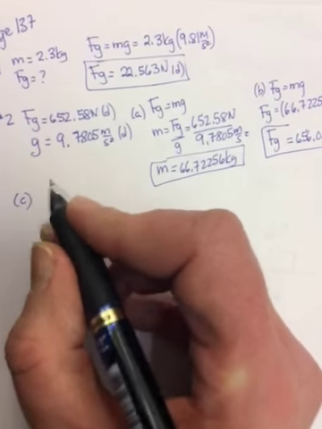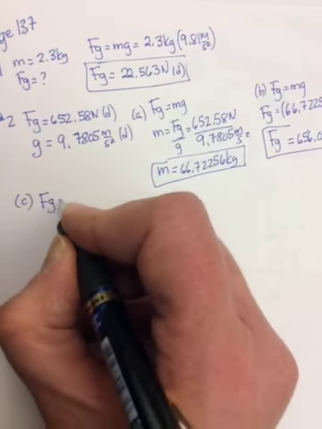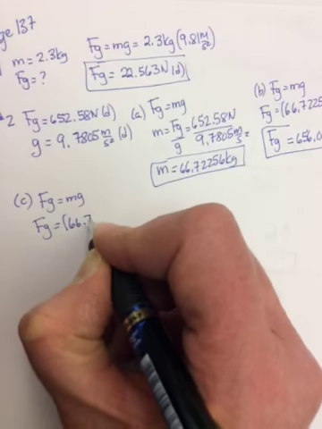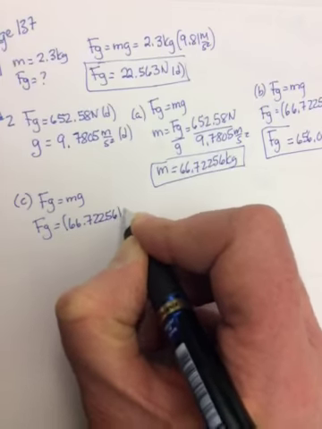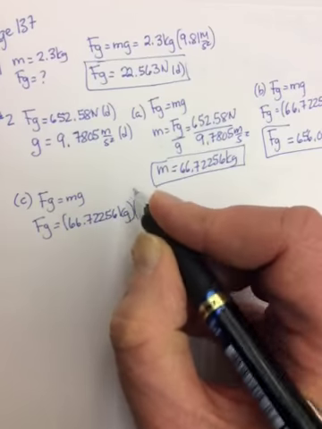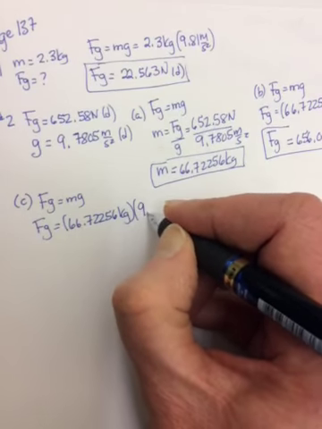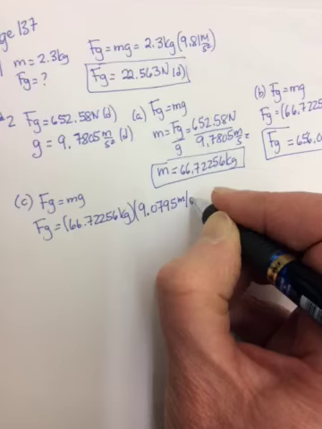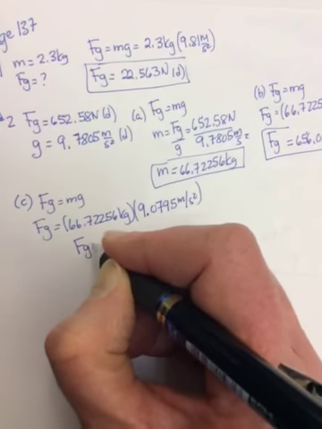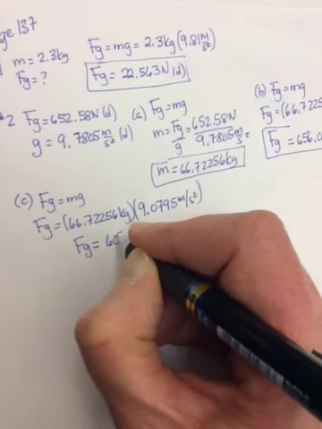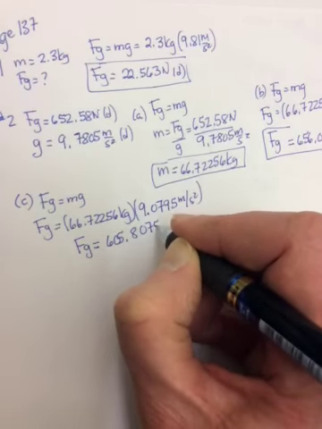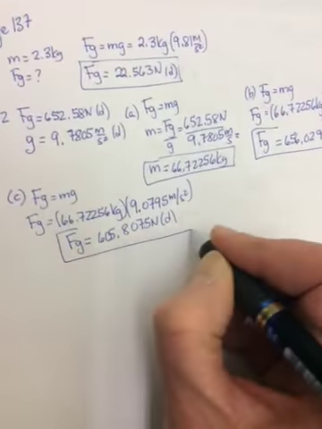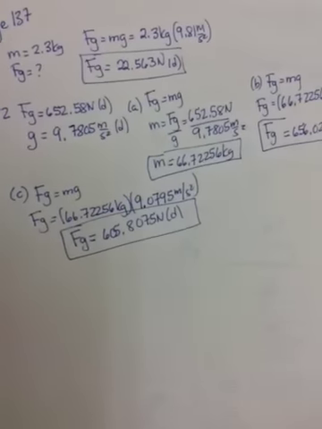C wants to know what's your weight on the International Space Station. So again, you're going to do Fg equals mg. You're going to still use your mass from part A, 66.72256 kilograms. And you're going to go back to that chart one more time and find the little g for the International Space Station. It's 9.0795 meters per second squared. And so when you do this, you get an Fg of 605.8075 newtons. And that one's down, and so is this one. Sorry, I didn't write it in. Okay? So again, significantly less than the other ones.